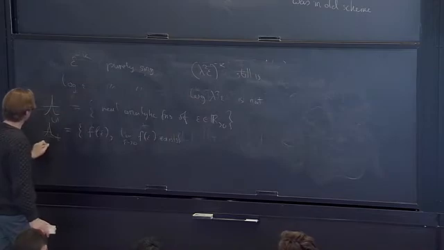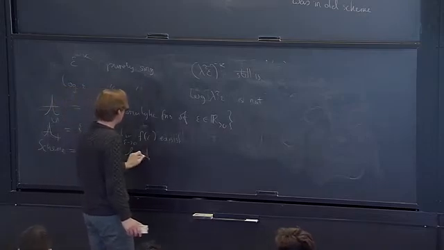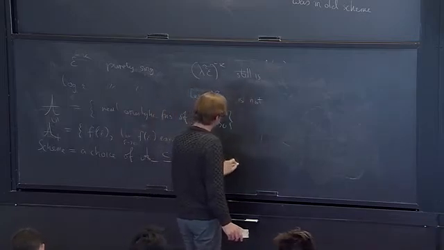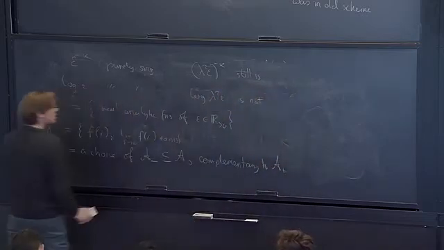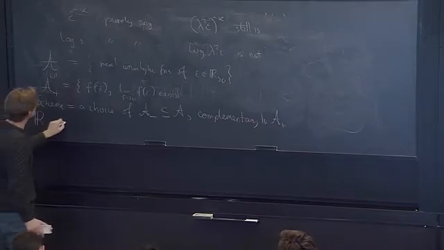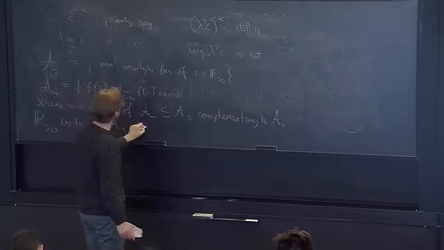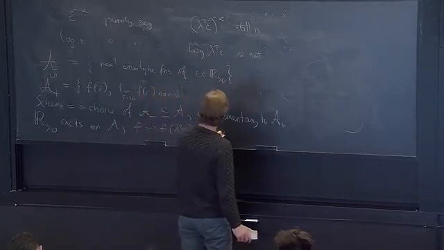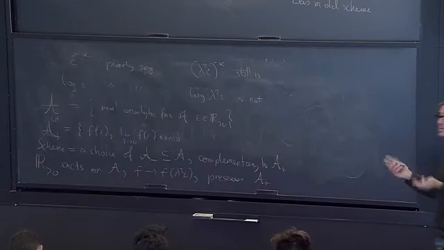A scheme is a choice of A minus, which is complementary to A plus. This group acts on A by sending f to f of lambda squared epsilon, and it preserves A plus. Therefore, this group must act on the space of schemes.